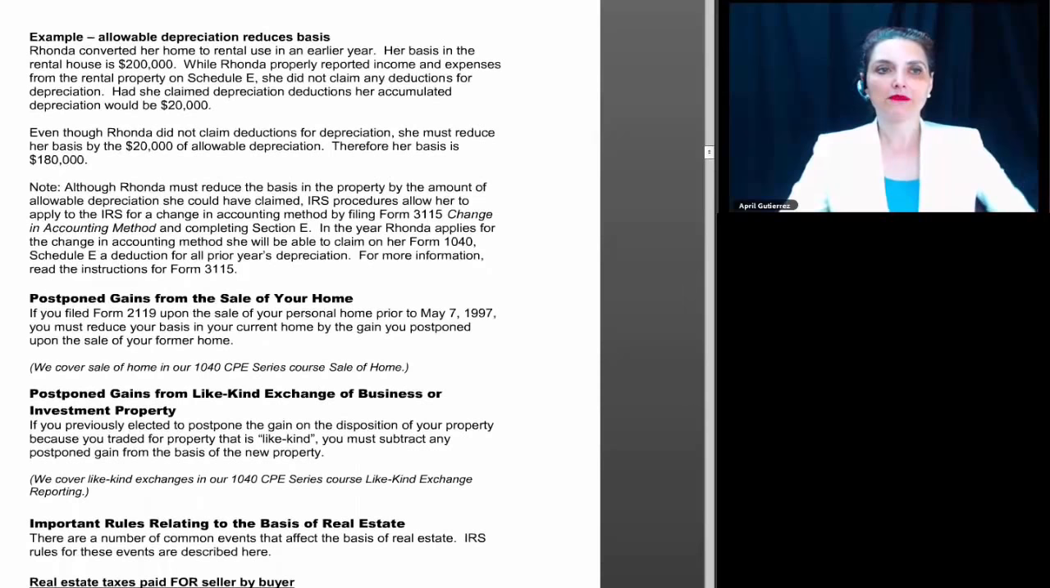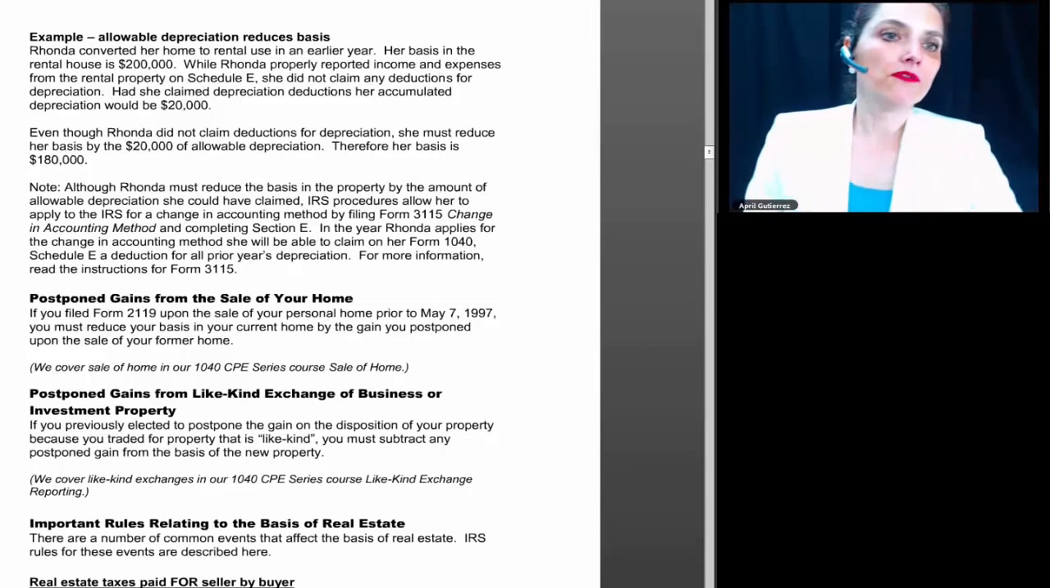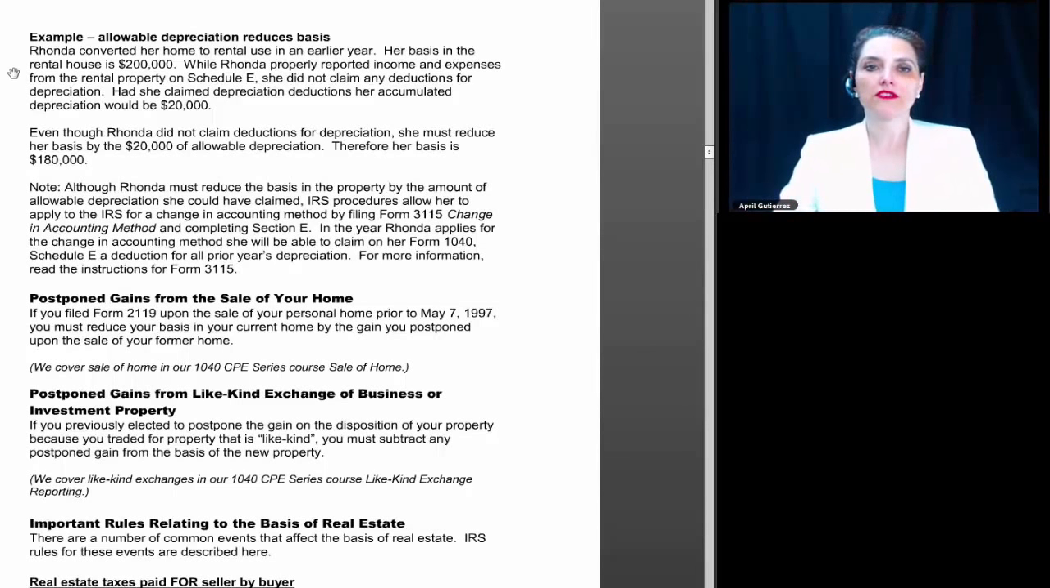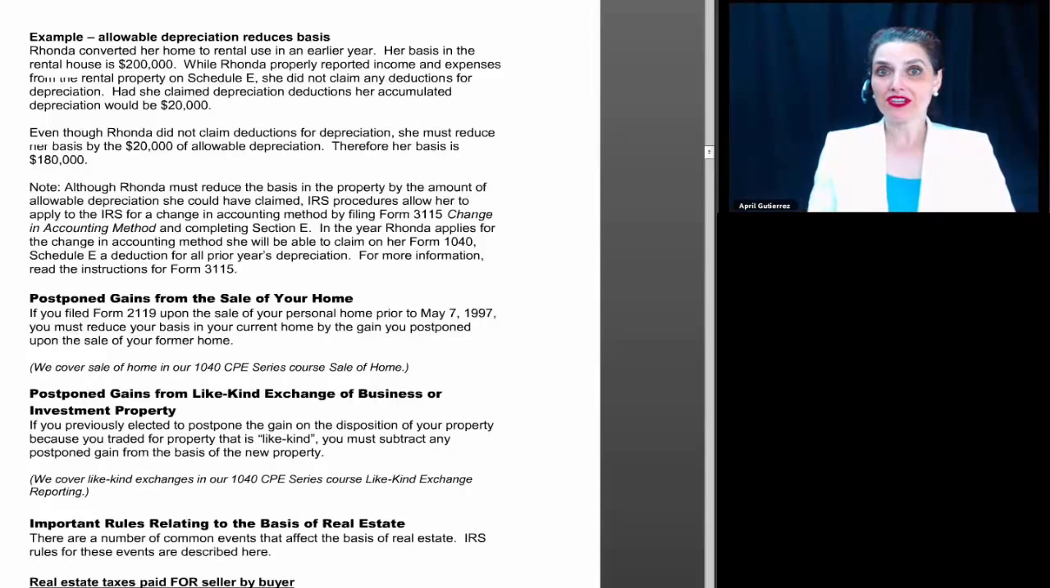And here is an example of what I mean. Rhonda converted her home to rental use in an earlier year, and her basis in the rental house is $200,000. When Rhonda properly reported income and expenses from the rental property on Schedule E, she did not claim any deductions for depreciation. Had she claimed depreciation deductions, her accumulated depreciation would be $20,000, and that would make her adjusted basis in the property $180,000. Now, why wouldn't a person take depreciation?